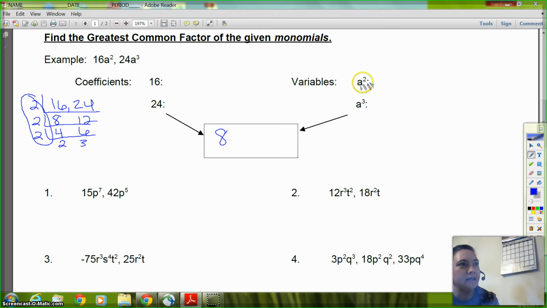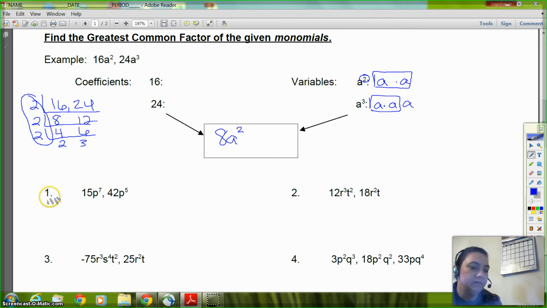Now, if I look at a squared and a cubed, remember we're looking at the smallest exponent. So the smallest exponent is a squared. So they have a times a, and this has a times a times a. So the biggest number of a's they have in common is 2. So our greatest common factor becomes 8a squared.